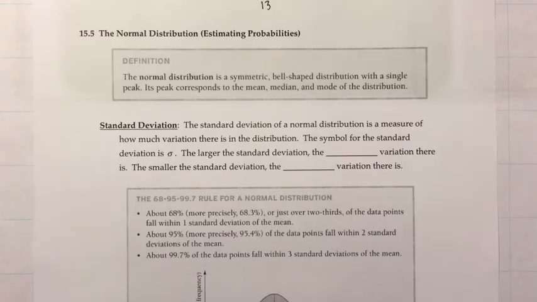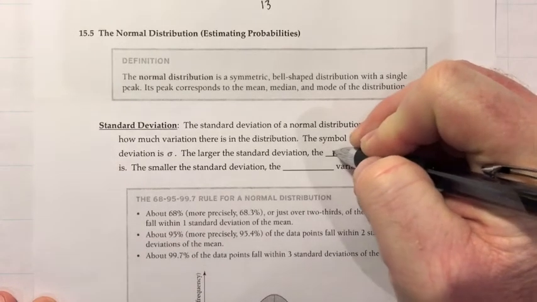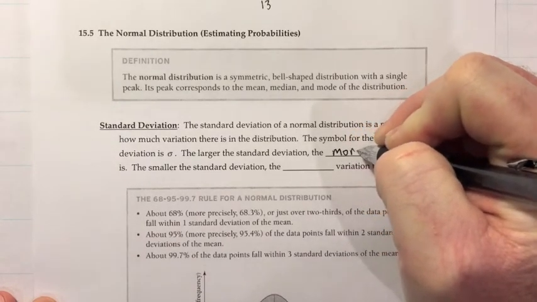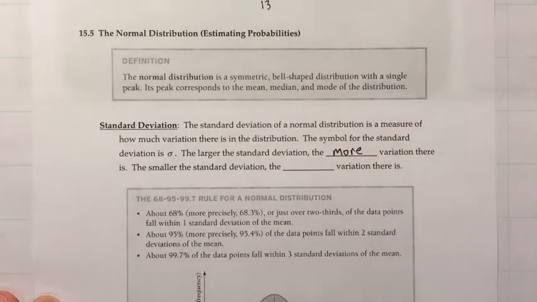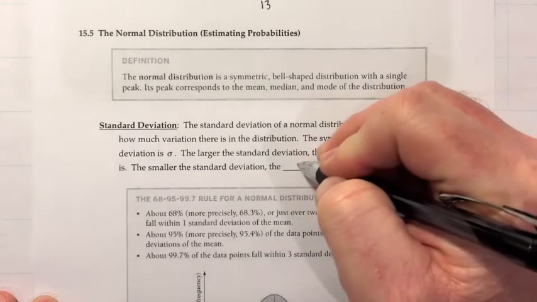So just a reminder, what is it that the standard deviation tells us? It says that the larger the standard deviation, the more variation there is. That was one of the things we talked about when we were discussing standard deviation. It measures spread, so a bigger number means more variation. And the smaller the standard deviation, the less variation there is.